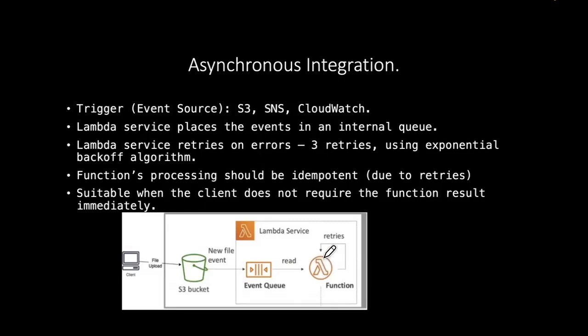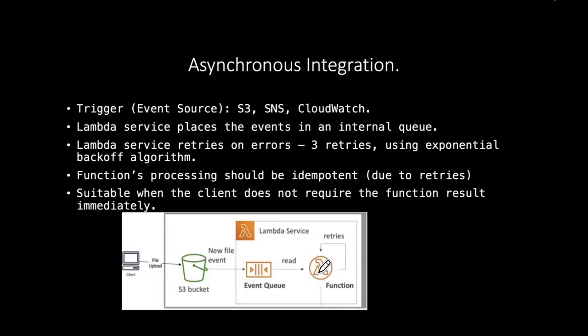If for whatever reason the Lambda function does not execute successfully, like it throws an exception in the middle of its execution, or it times out before it can complete its execution, in either of those cases, the Lambda service will actually retry the execution of your Lambda function, and it retries 3 times. So in a way, it's the Lambda service that is handling any errors that might occur during the execution of the Lambda function.